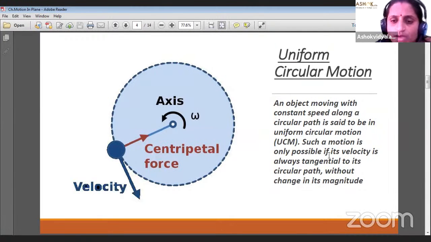Such motion is only possible if its velocity is always tangential to the circular path without any change in its magnitude. See here, the velocity is always tangential to the circular path without change in its magnitude. That is, constant speed along the circular path is called uniform circular motion.